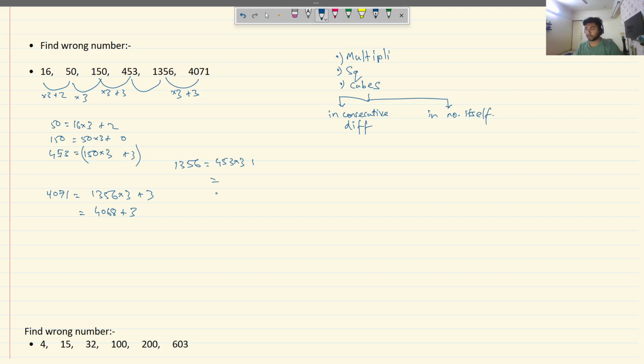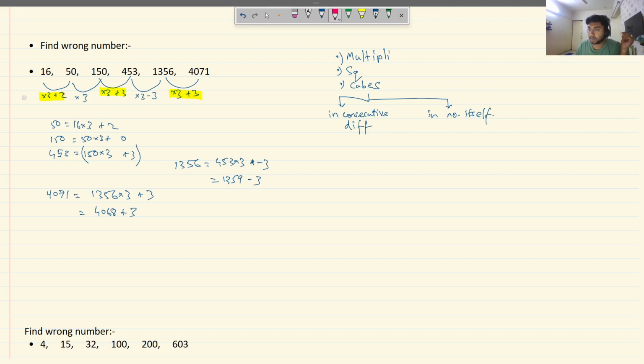453 into 3, 3 into 3 is 9, 3 into 5, 1359. I have to go to 1356, so I have to subtract 3. 1359 minus 3. So to go from 453 to 1356, we have to multiply by 3 and subtract 3. Okay, so I am seeing that alternately, into 3 minus 3, so this should be into 3 plus 3.